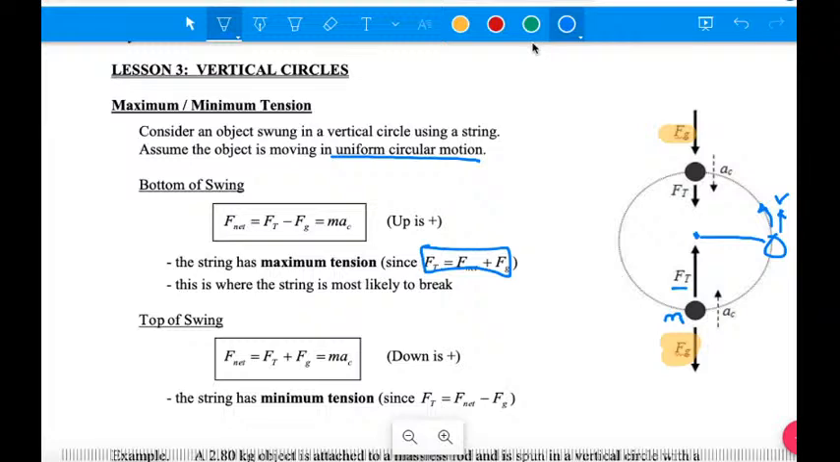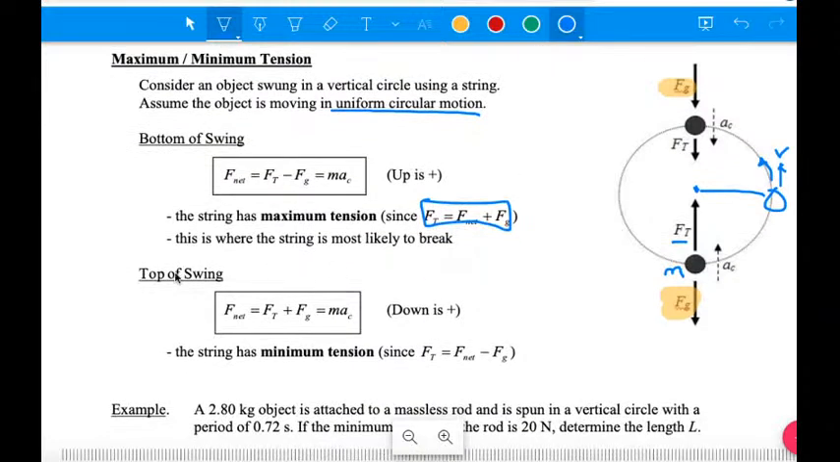If we think about that logically, when you're swinging a yo-yo, it's most likely to break at the bottom. That's when it feels the heaviest. It has to fight against gravity the most there. So gravity is fully adding up to this tension.